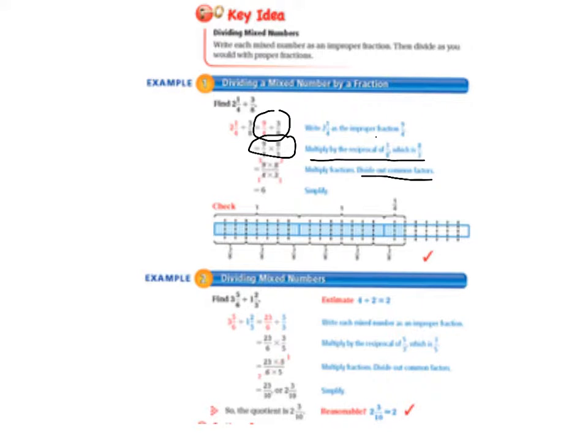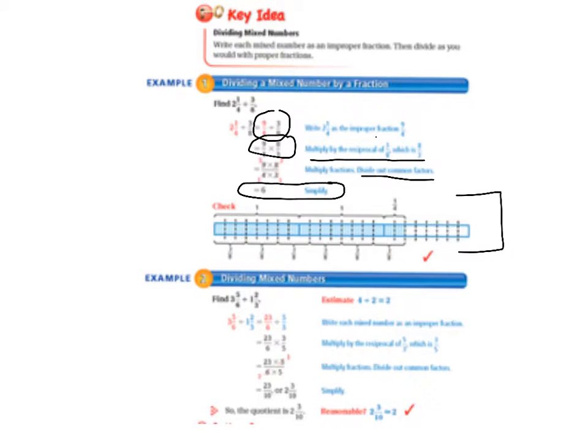So the top of our fraction, the numerator, is 3 times 2, which is 6. And the denominator is 1 times 1, which is 1. So our answer is just 6. And here's a model to check our work. Let's look at example 2.